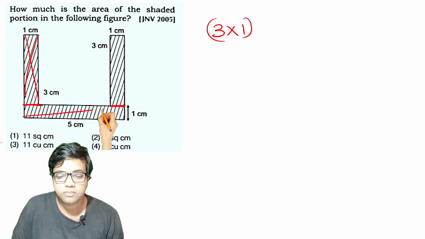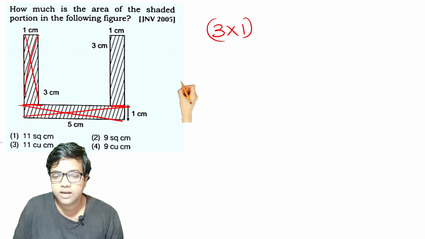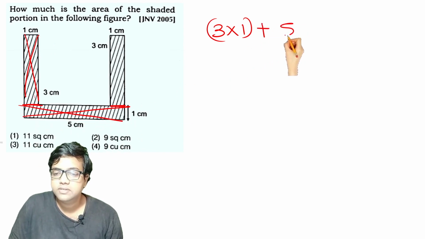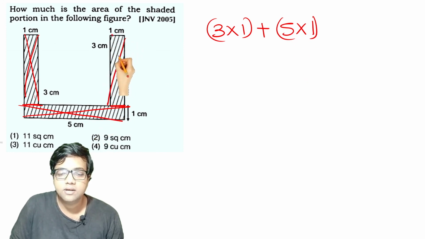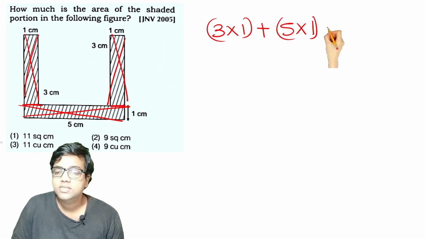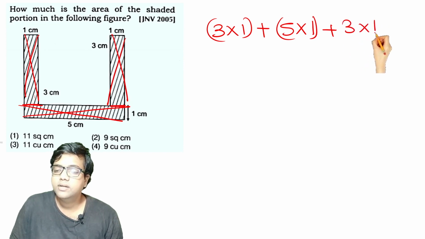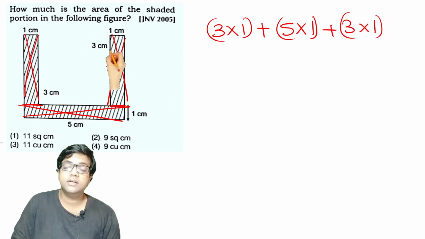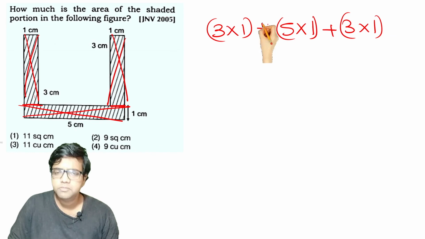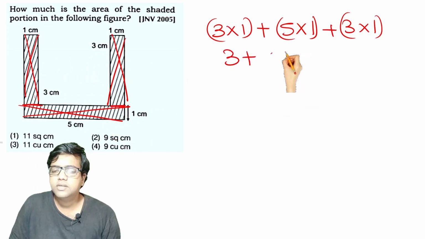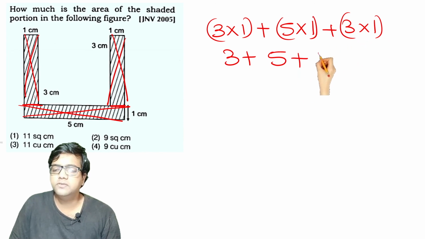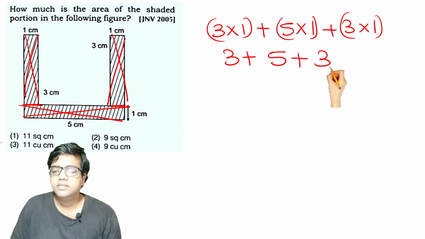So what about the bottom rectangle? 5 is the length into 1 centimeter is the breadth, right? What about this rectangle? 3 centimeter is the length and 1 centimeter is the breadth. 3 into 1 is the area of that rectangle. By this method, we will be covering the whole given figure. So 3 into 1 is 3, plus 5 into 1 is 5, plus 3 into 1 is 3. 5 plus 3 is 8, plus 3 is going to be 11.